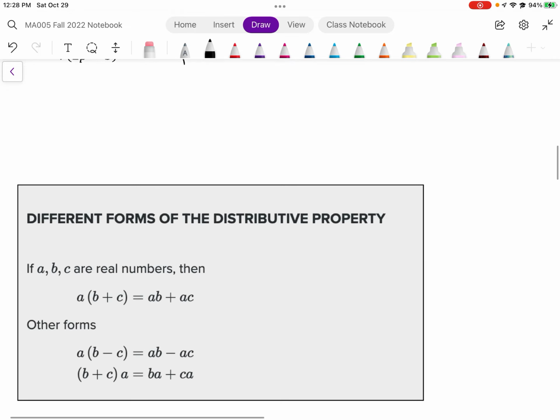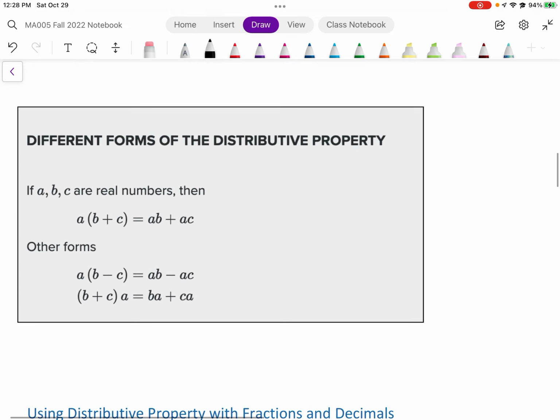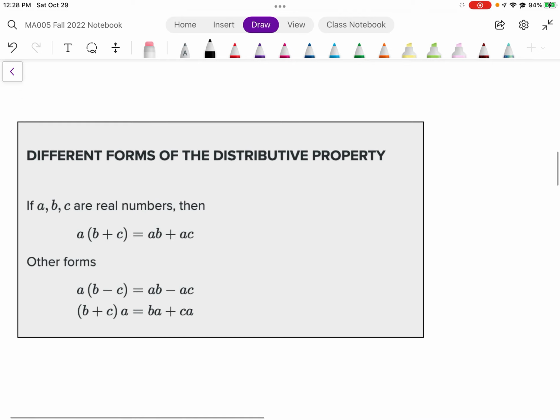Okay, so let's move on to just different forms of the distributive property. We just did the first form, and we also had some practice with this one here. You may see also that the A is second, right? So we may have b plus c with the a on the outside on the right side, and that's fine. You just multiply it. So you just take the b times the a and then the c times the a.